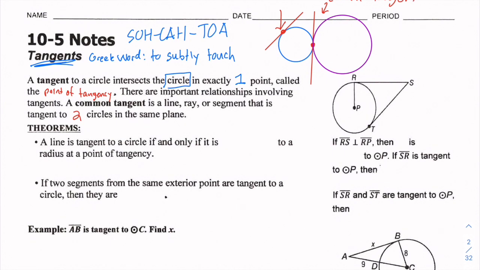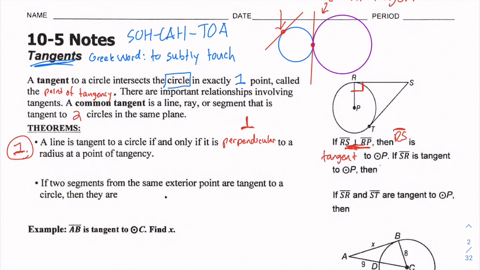Now here are your two theorems, okay? Here's theorem number 1. A line is a tangent to a circle if and only if it is perpendicular. If you want to save some lead, you can just do the symbol perpendicular to a radius at a point of tangency. So let's look at our official example here. Take a look at that. Okay, so if RS is perpendicular RP, let's identify that. RS and RP. Boom. Okay, if it's perpendicular, then RS is tangent to circle P.